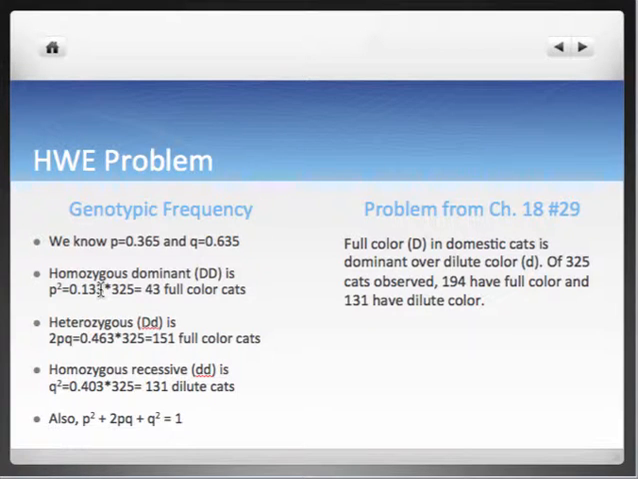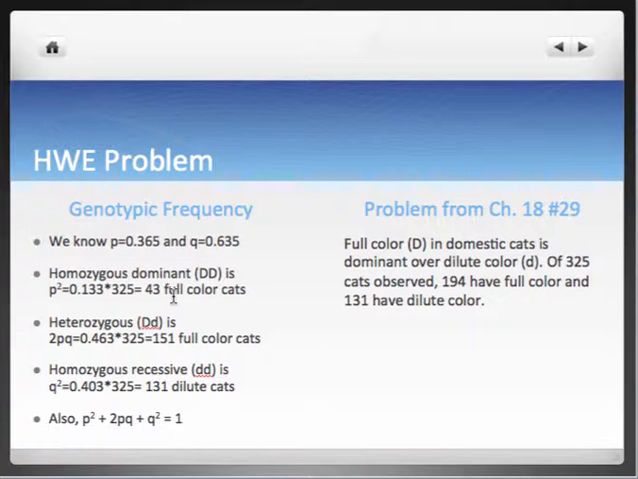Now we need to figure out how many individuals in the overall population are homozygous dominant, so we take this frequency and multiply it by the overall population. So 0.133 times 325 gives you 43 full-colored cats. To find out how many are heterozygous, which are big D, little d, that is going to be 2 times P times Q. So we say 2 times 0.365 times 0.635 gives you 0.463. We take that frequency and multiply it by the overall population, which is 325, and that gives you 151 full-colored cats.